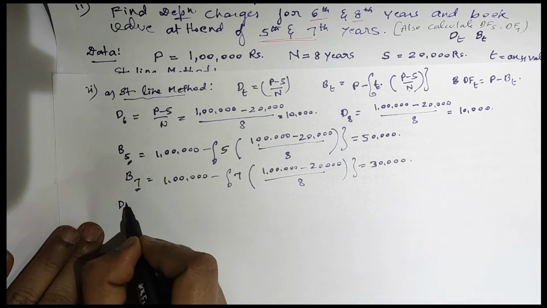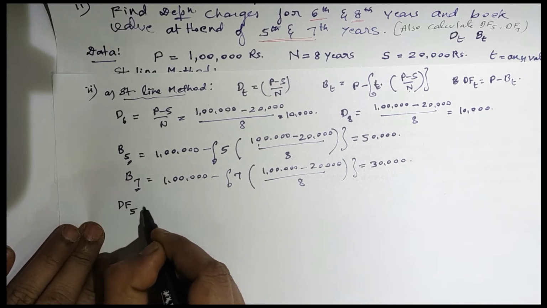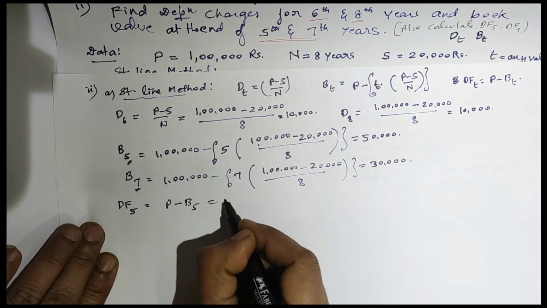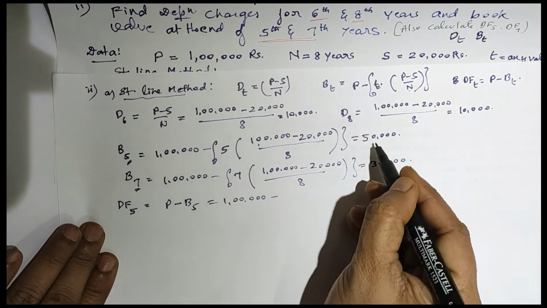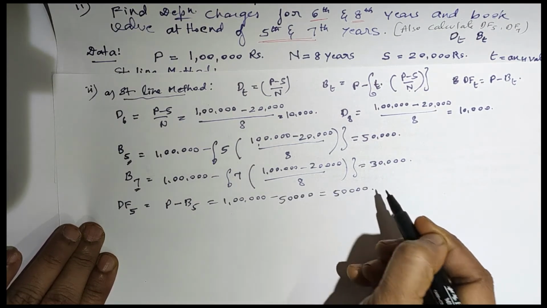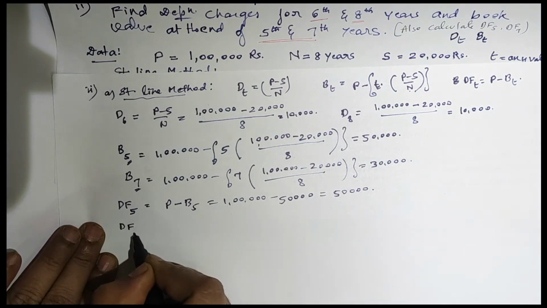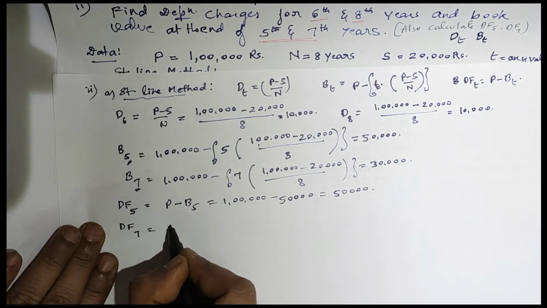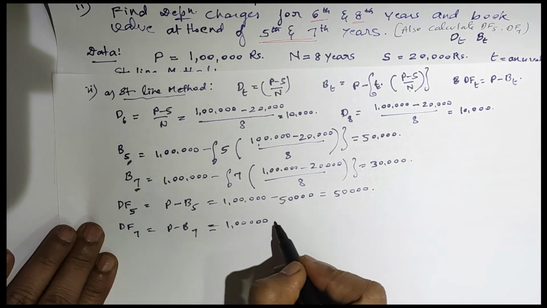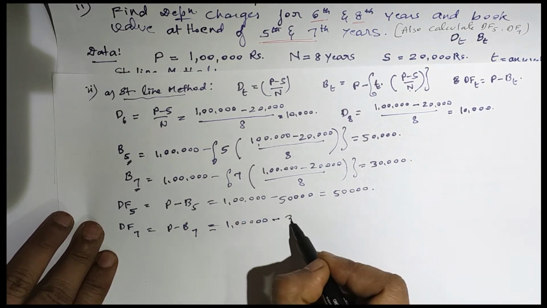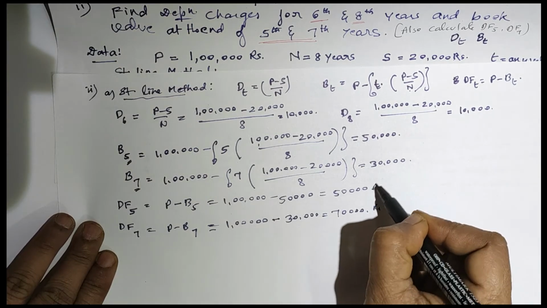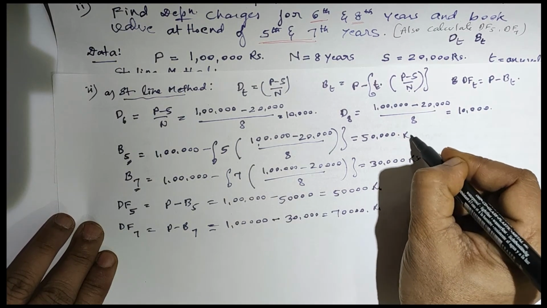Next, depreciation fund at the end of 5th year. It is equal to P minus book value of 5th year. So 1 lakh minus this value, book value at the end of 5th year. So it comes to 50,000 itself. Depreciation fund at the end of 7th year would be P minus B7. So 1 lakh minus B7 is 30,000 is equal to 70,000. All are in rupees. We need to write the unit.